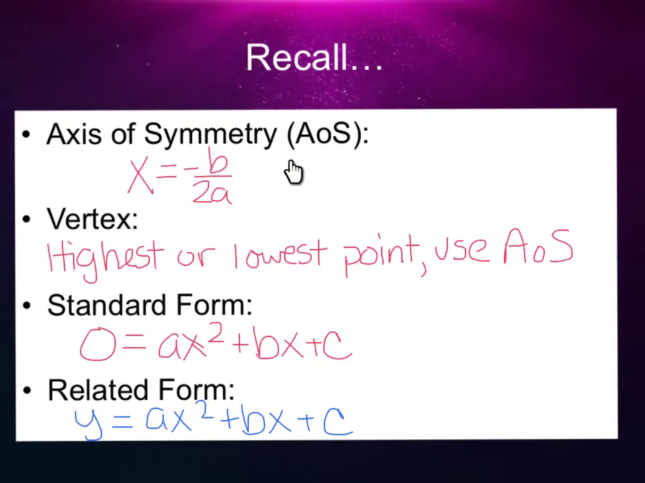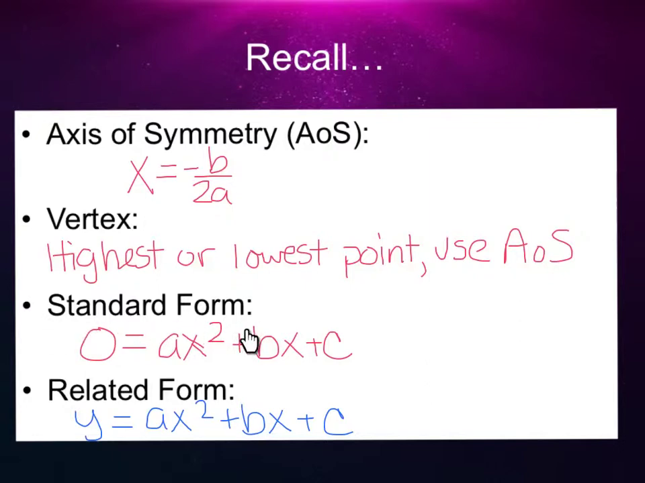For axis of symmetry, which we also notate as AOS, it's x equals negative b all over 2a. So you remember, you have to memorize this formula because you actually have to use the x value that you get when you simplify, and you use it to help you find the vertex. And just a reminder, the vertex is the highest or lowest point of the parabola.